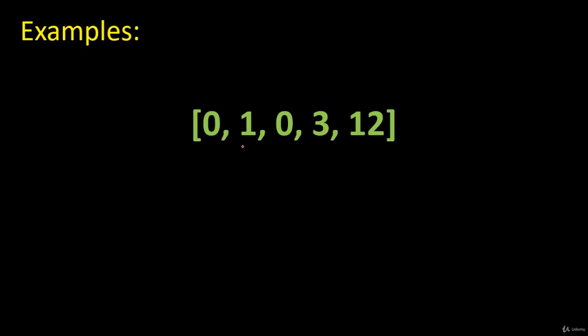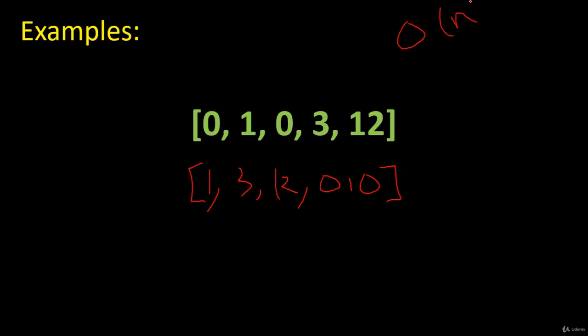If you're given this input, then what should we return, right? So first we have 1, then we have 3, then we have 12, then 0, then 0. Okay, we should return this array, right? How can we solve this problem? Also, we have to solve this problem in O(n) time complexity.